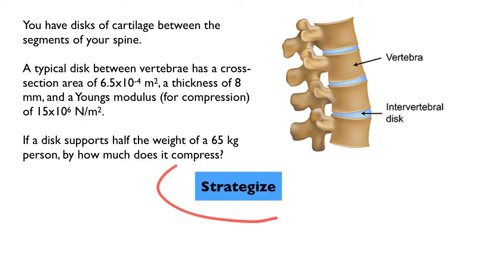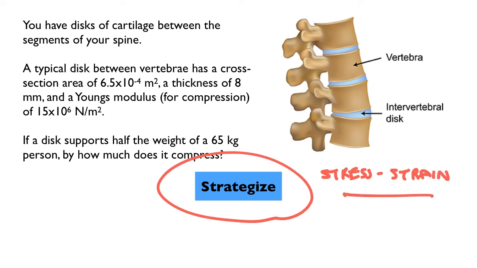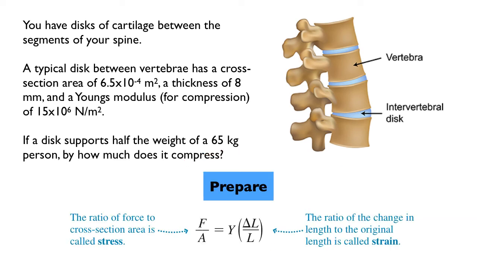Our strategy is we're going to treat this as a stress-strain problem. I apply a stress, I apply a force, and I want to know how much strain results from this. How much will the disc compress? So it's a stress-strain problem. With the stress-strain problem, we can use the relationship which we've seen previously, and preparation is basically seeing what we have to use for the different variables in this term.